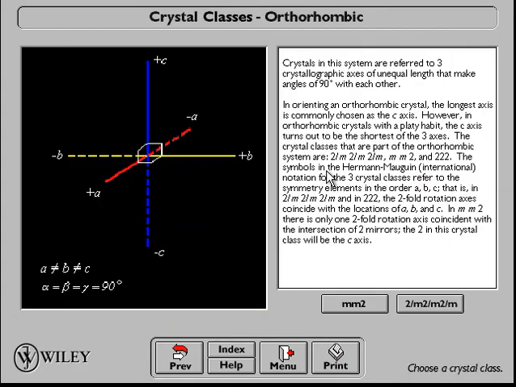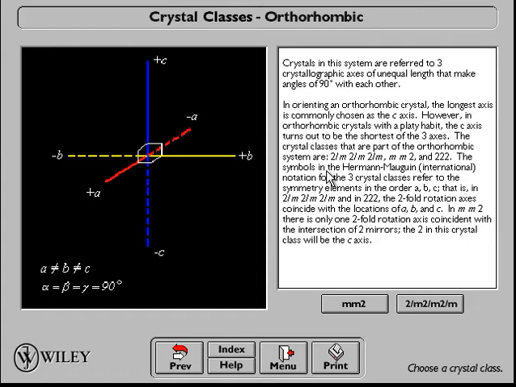So, and here we have now the orthorhombic system. The first thing we can see is that the lengths of a, b, and c are different, but the angles alpha, beta, gamma, all three angles, are 90 degrees. We have here two examples: mm2 and 2/m 2/m 2/m.